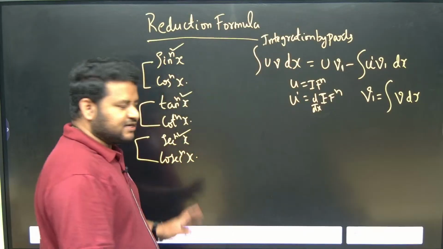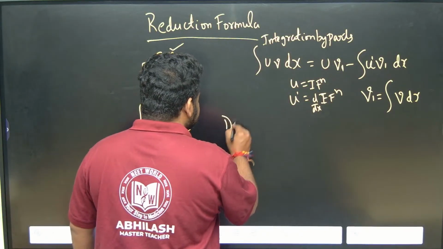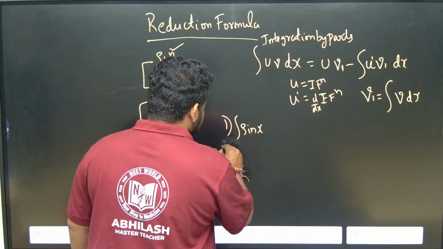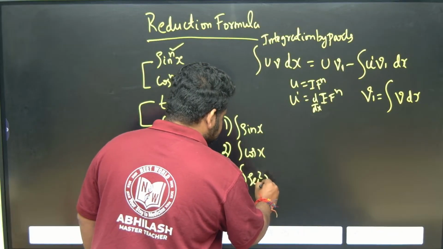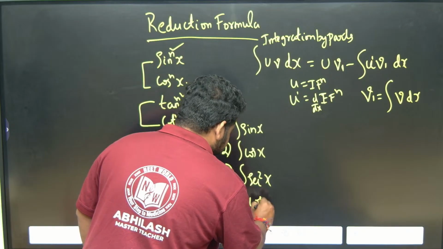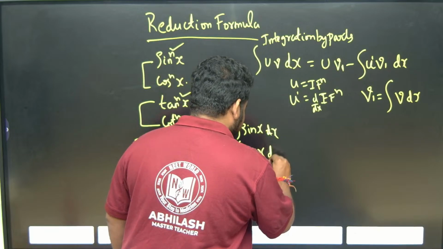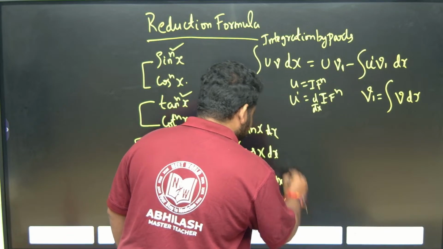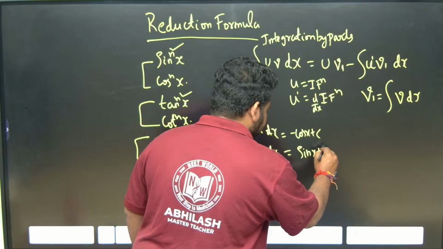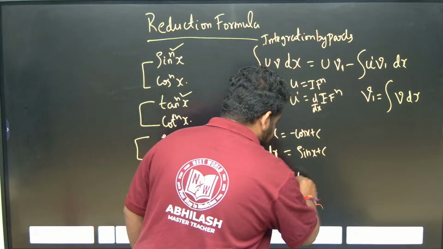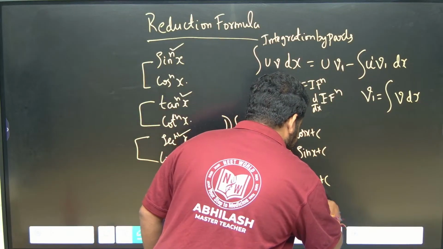Apart from this, certain fundamental formulas you must be knowing. First is integral of sin x, integral of cos x, integral of secant square x, integral of cosecant square x. So integral of sin x dx, everywhere dx should come, is minus cos x plus c. Integral of cos x dx is sin x plus c. Integral of secant square x is tan x plus c. Integral of cosecant square x is minus cot x plus c.